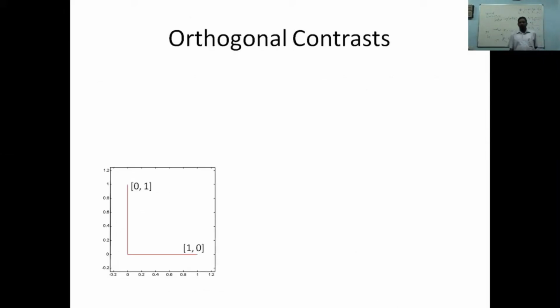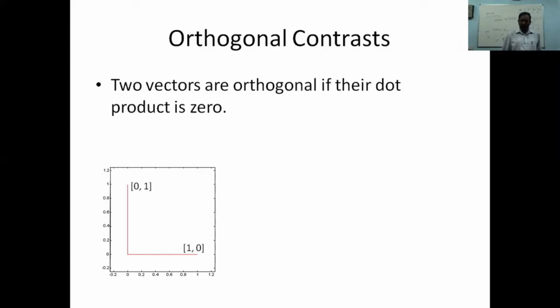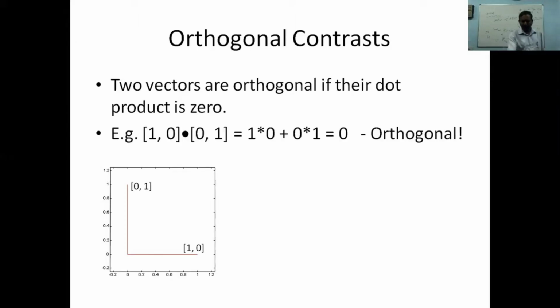So what do you mean by orthogonal contrast? Look at this x value and the y value. The coordinates of the x value are 1 and 0. The coordinates of the y value are 0 and 1. When you want to say these two vectors are orthogonal, their product should be equal to 0. What do you mean by product? Multiplication. That means if you multiply 1 with 0 plus 0 with 1, then it should be equal to 0.